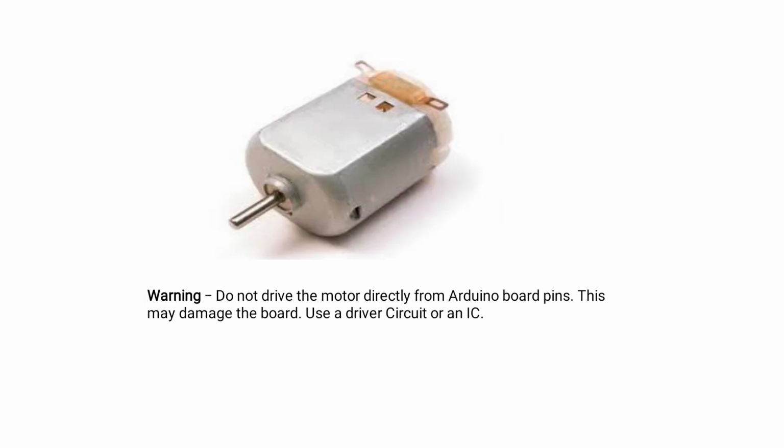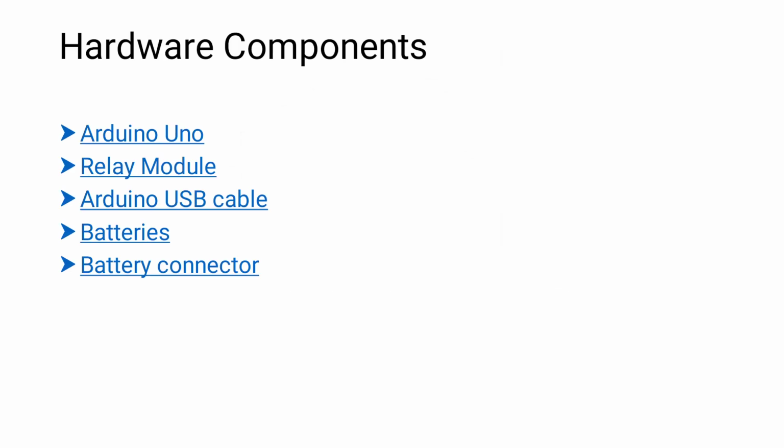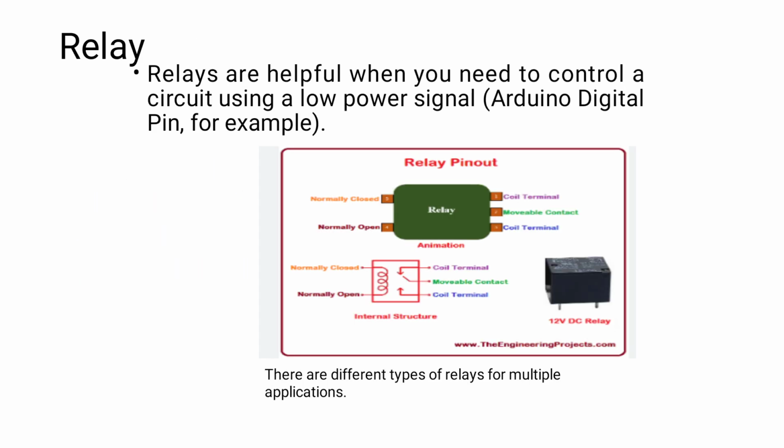This is the diagram of the DC motor. Do not drive the motor directly from an Arduino board pin because this will damage the board. Use a driver circuit or an IC to drive this motor. Hardware components: the major components are Arduino UNO, relay module, Arduino USB cable, batteries, and battery connector. We already know what Arduino UNO is and how we are going to connect it.